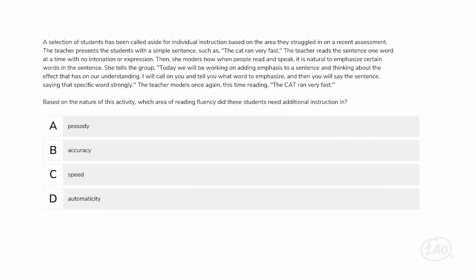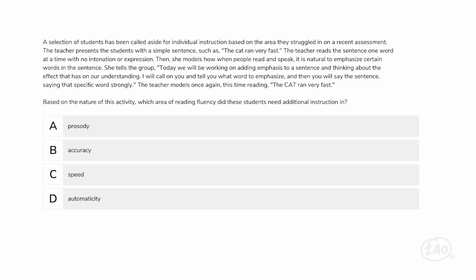A selection of students have been called aside for individual instruction based on the area they struggled in on the most recent assessment. The teacher presents the students with a simple sentence such as, "The cat ran very fast." The teacher reads the sentence one word at a time with no annotation or expression. Then she models how, when people read and speak, it is natural to emphasize certain words in a sentence. She tells the group, "Today we will be working on adding emphasis to a sentence and thinking about the effect that has on our understanding.